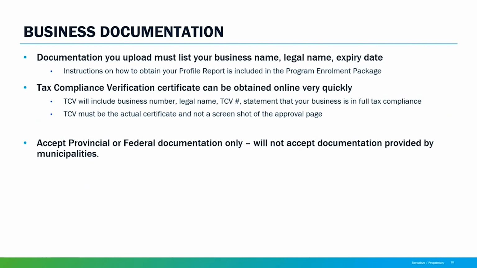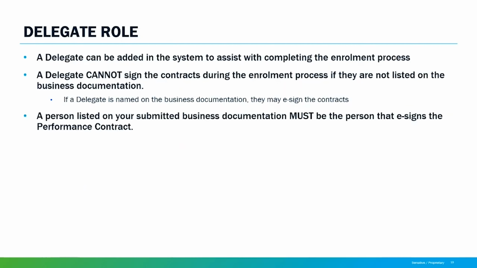If you attach incorrect documentation or the information on your business document does not match exactly to what you enter in the Drive-On portal during enrollment, your application will be sent back to you for correction. As discussed, the owner name on your Drive-On application must be listed on the business documentation you upload.